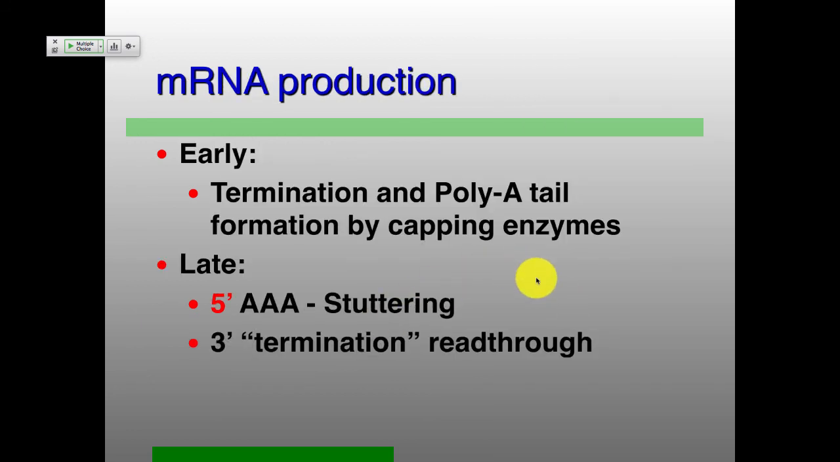Messenger RNA production, as I mentioned before. Termination and poly-A tail are made by capping enzymes, so it's at the 3' end as well as the 5' end of your messenger RNA. Some of the late RNAs, strangely enough, get poly-A tails put on the 5' end of the messenger RNA. Probably important for transcriptional regulation and translational regulation, particularly for translation. Quite exactly what it's doing there is not entirely clear.